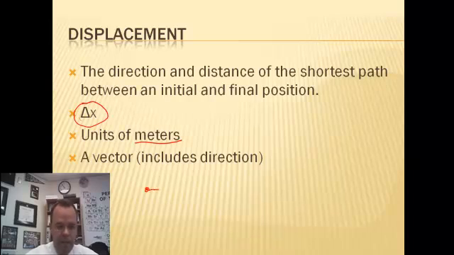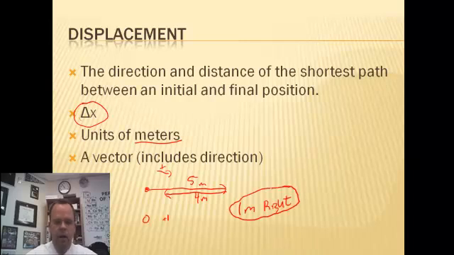So we go back to that same example we had before. Someone walks 5 meters to the right and then 4 meters to the left. Their original position was 0. Their final position is +1 if I'm making to the right positive. So the displacement here would be 1 meter positive or to the right. So it's just the distance and direction from the initial position to the final position, irregardless of the path that they traveled. So they walked a distance of 9 meters, but their displacement is only 1 meter.